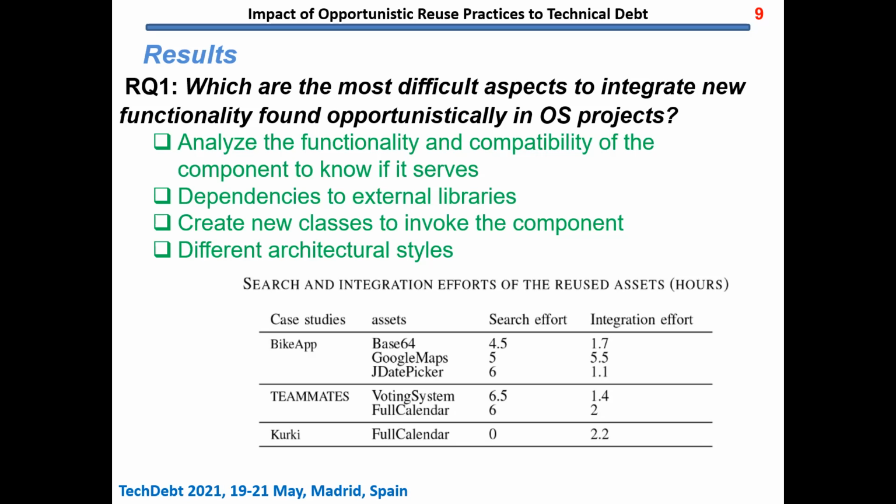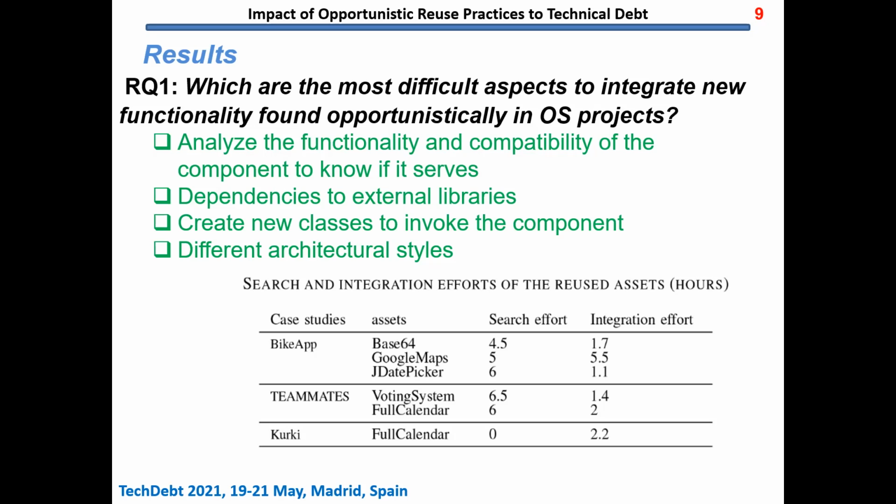Here we describe the results for the three research questions. Regarding the first one, which are the most difficult aspects to integrate new functionality found opportunistically, we summarize below some of the reasons. For instance, we had to analyze the functionality and the compatibility of the new component and understand if it serves and can be integrated in the system. We also checked if the reused component has dependencies on third-party libraries, if we need to create new classes to invoke the component, because this affects the integration effort, or if the architectural style of the reused component is compatible with the architectural style of the existing system.